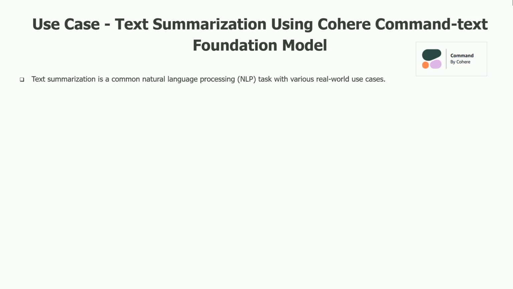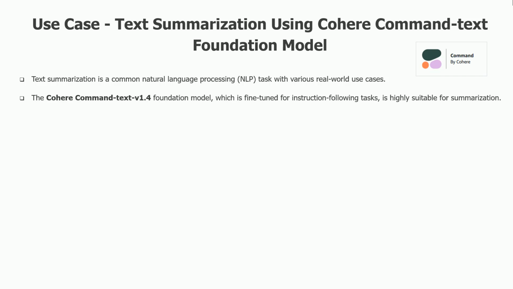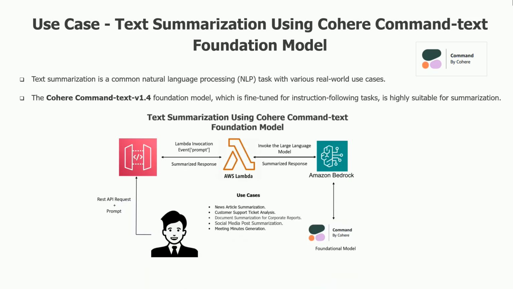And for this project, I am going to use Cohere command text version 1.4 foundation model, which is fine-tuned for instruction following tasks and is highly suitable for summarization. And this is the flowchart which we are going to follow for implementing the project. But before we understand this flowchart, let's see the use cases.